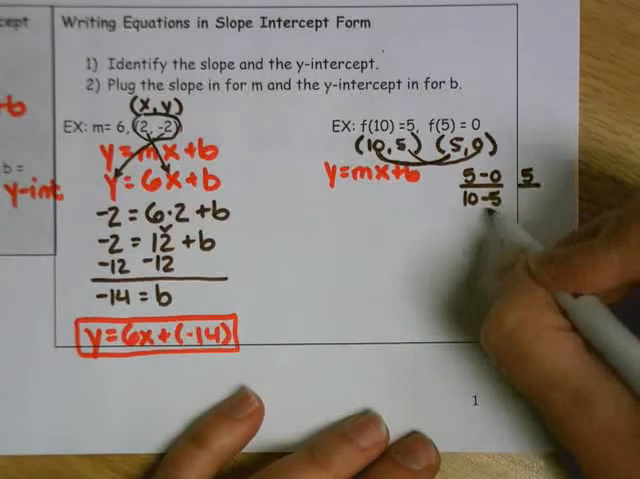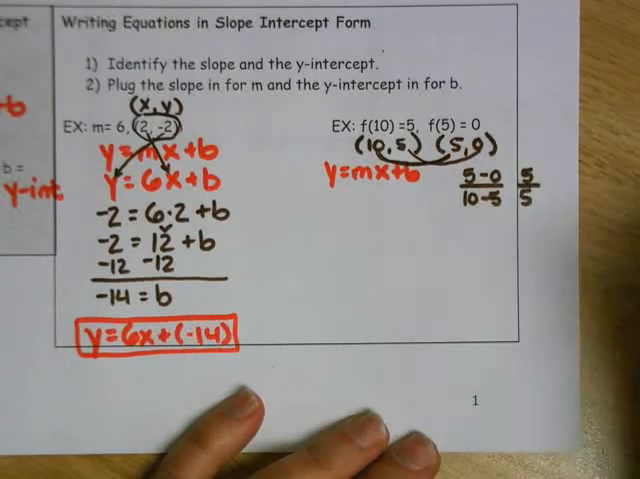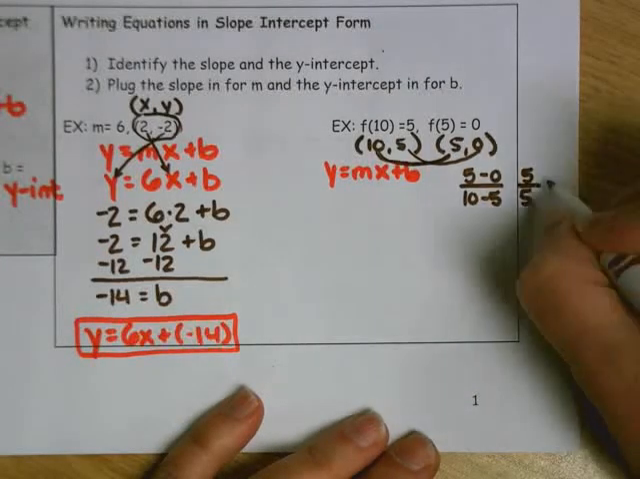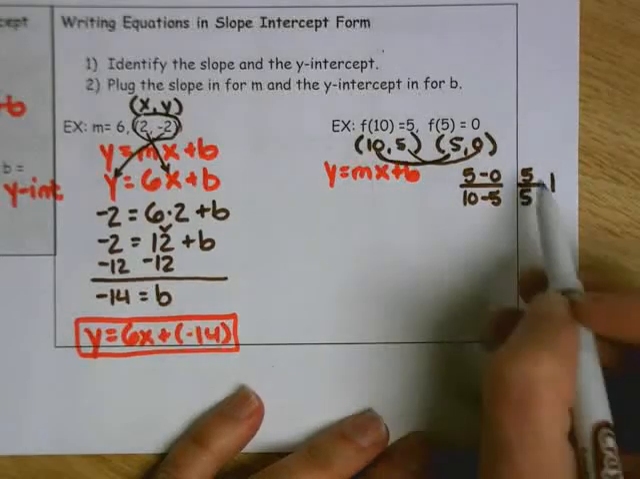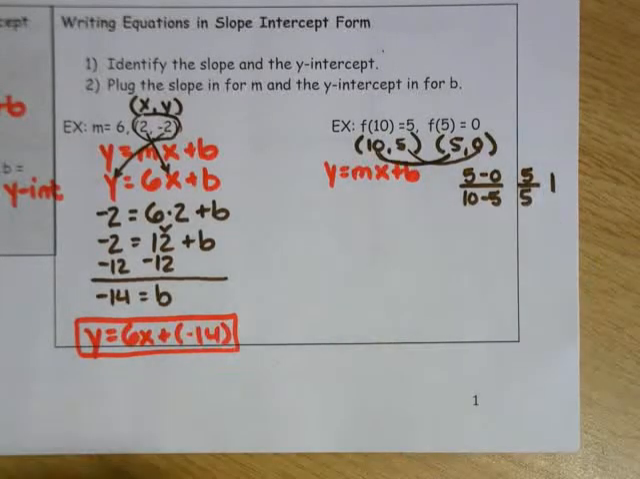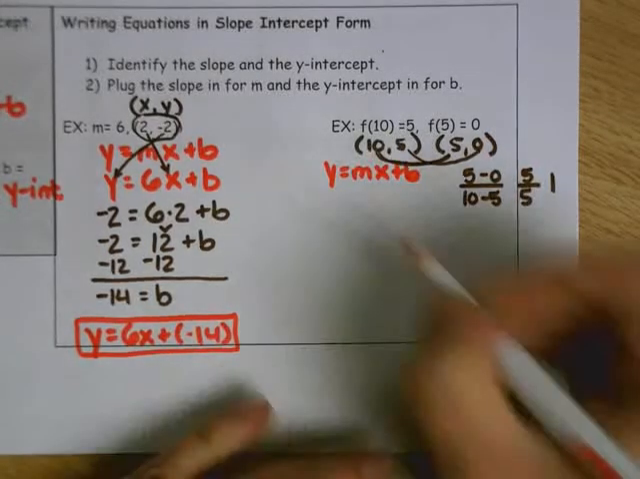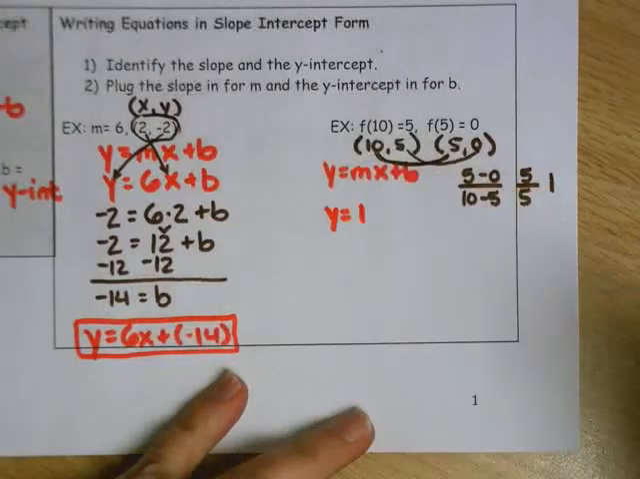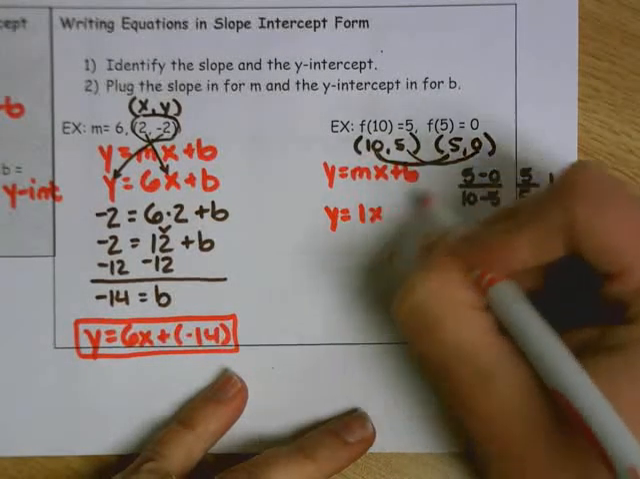What is 10 minus 5? 5. 5 divided by 5 is just 1. What was that? What were we finding? Yep, that was our slope. So we're going to plug that in right here for m. Our slope is 1. Do we know our y-intercept?